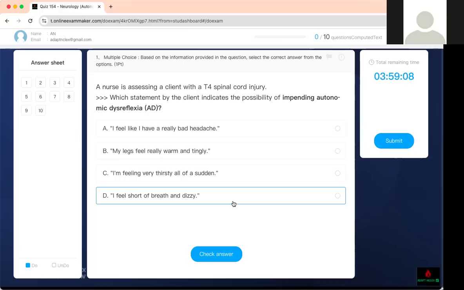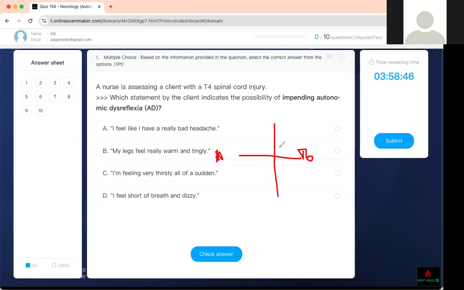So who is in trouble? I feel like I have really bad headache. You see, it looks like ICP, too much blood in your head. My legs feel really warm and tingly. Like I told you, this is a trap. People don't understand. I've seen a bunch of people make mistakes regarding this particular question. Watch for it. If you have T6 injury, anything above here, yeah, you can feel it. Below here, you cannot feel it.